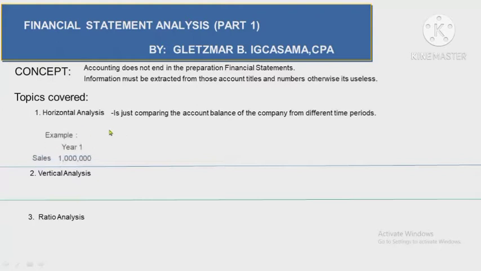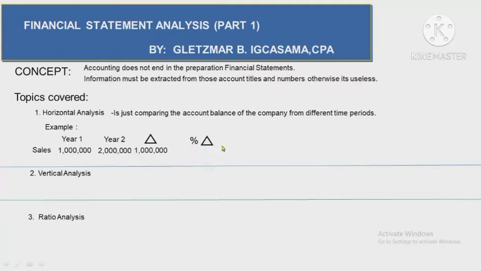So what do I mean? If you have sales of 1 million in year 1 and sales in year 2 of 2 million, then you can say that there is a change of positive 1 million. If you wanted to get the percentage change, you can say that there is a 100% increase in sales.